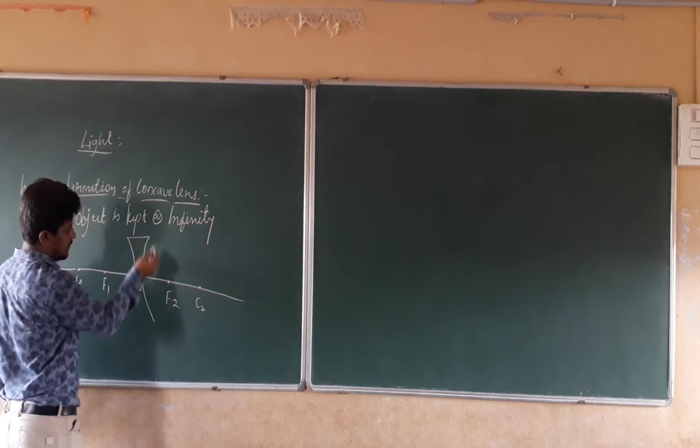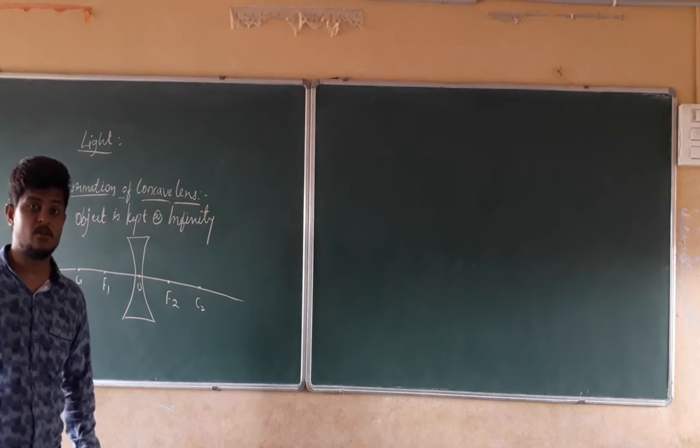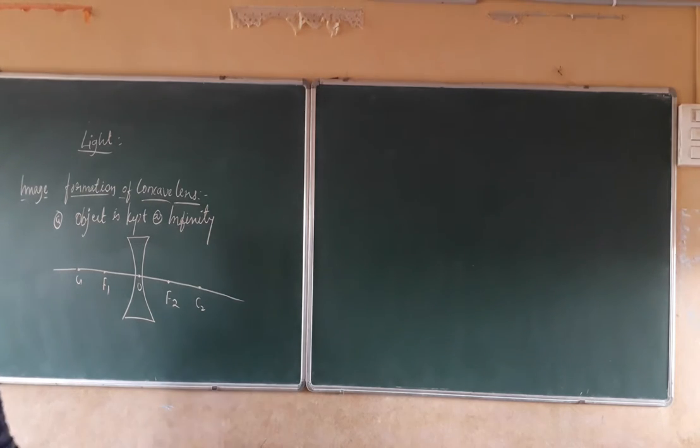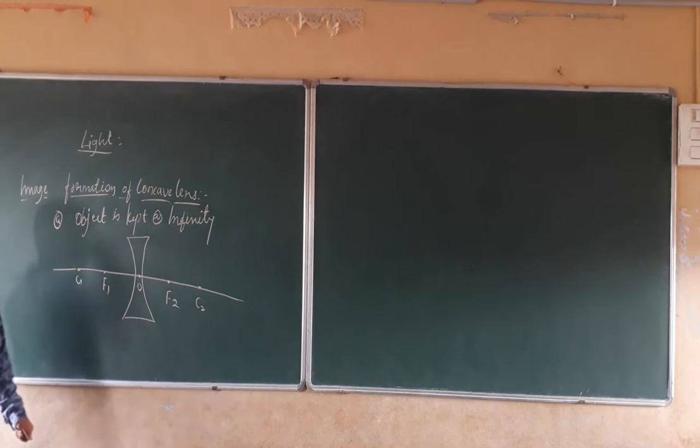Like this, you have to join this. This becomes your convex lens. So it becomes your concave lens. Now in a concave lens, where are we going to keep the object? We are going to keep the object at infinity.